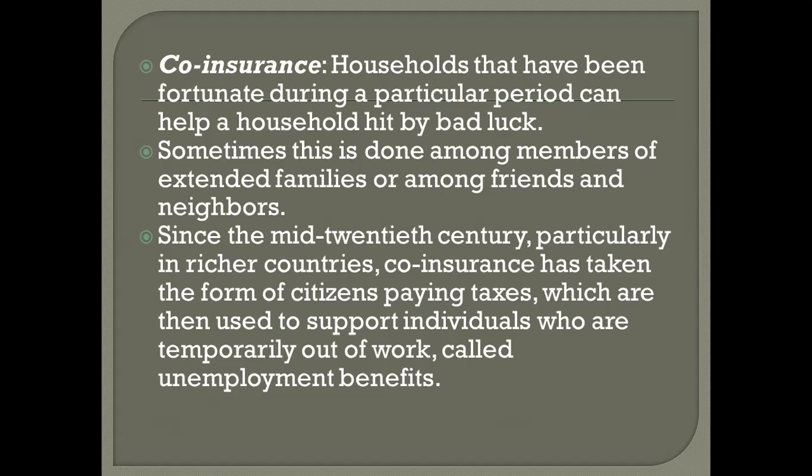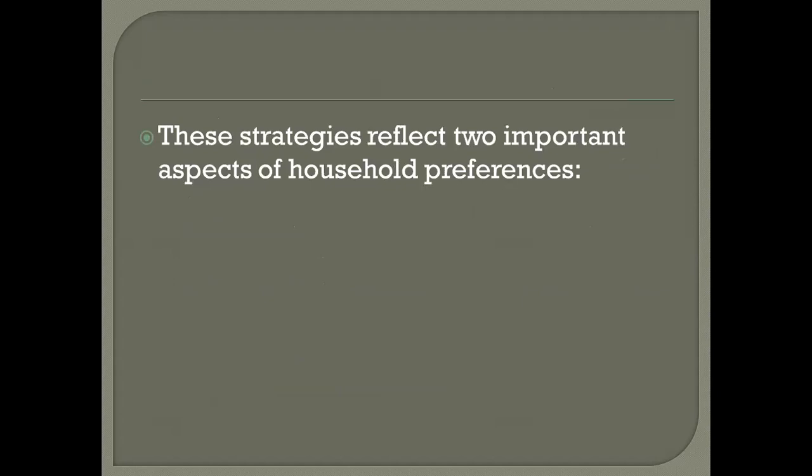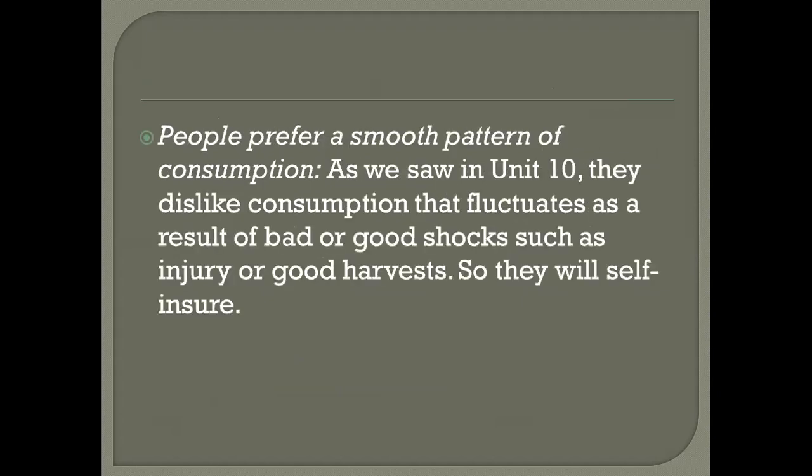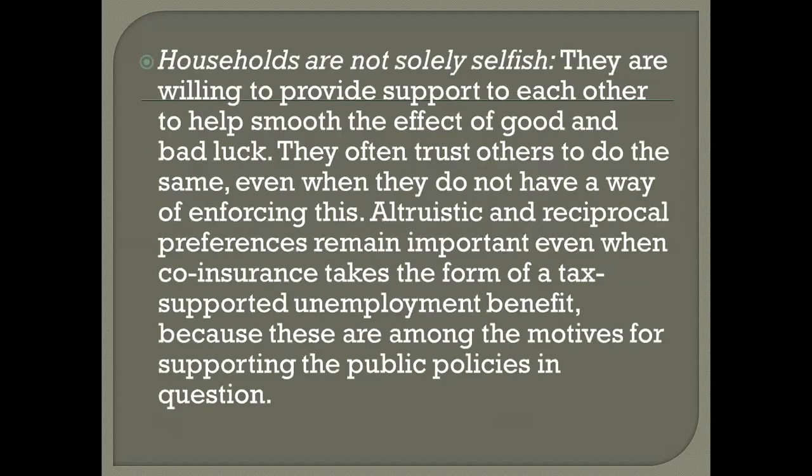Now, these strategies reflect two important aspects of household preferences. The first one is that people prefer a smooth pattern of consumption, and they help each other. Some people help the people hit by diseases. So that's co-insurance. Self-insurance and co-insurance are two important strategies through which you can smooth your pattern of consumption.